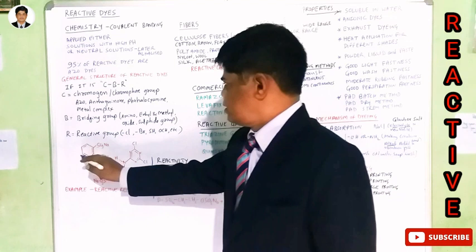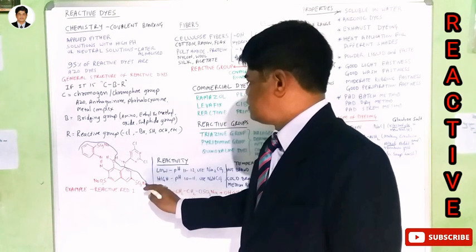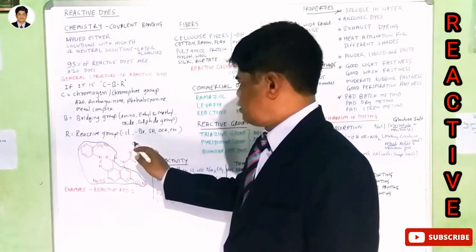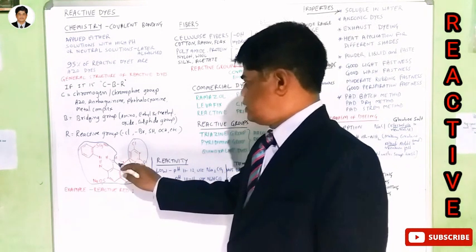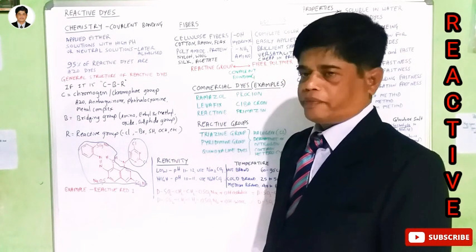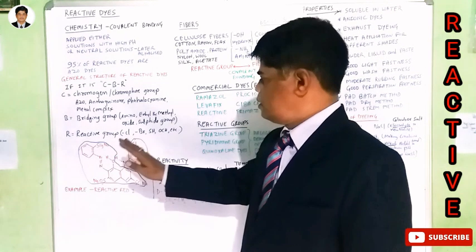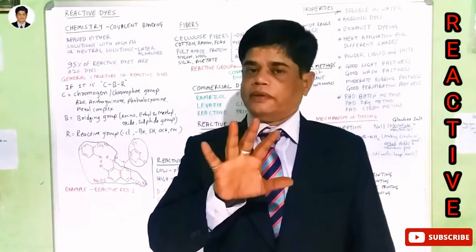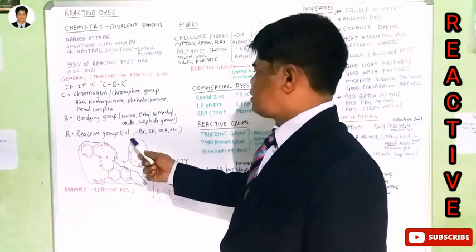Okay. See, this part is the color making part, the chromogen, and this is the reactive group, and this NH is the bridging group. Okay, color group, bridging group, reactive group. These three parts are there in any reactive dye chemical structure. Please understand. The chemicals will change.